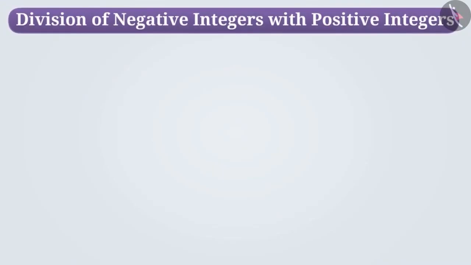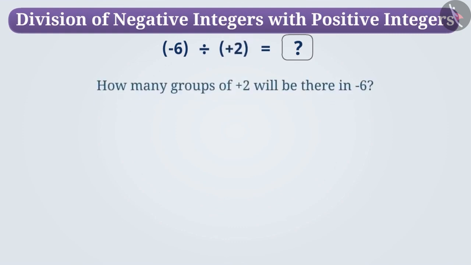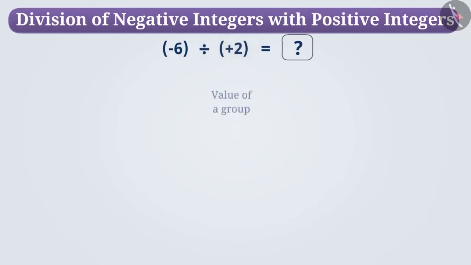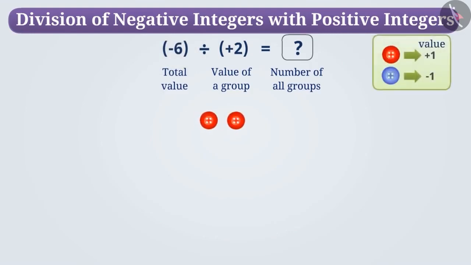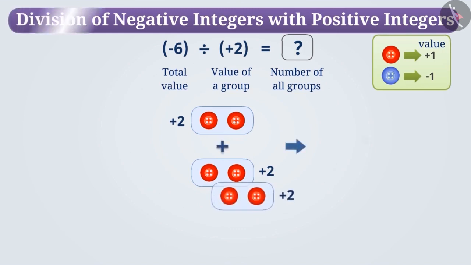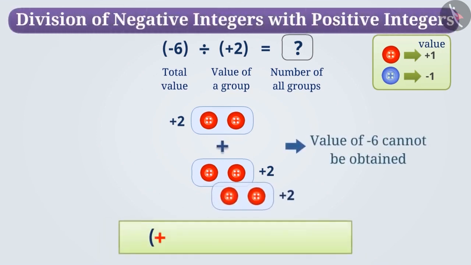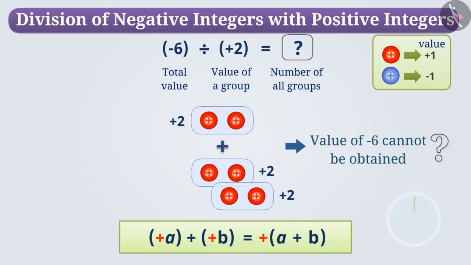Now let us understand the division of a negative integer by a positive integer. Suppose we have to find the quotient of -6 divided by +2. This is an interesting situation. Here we have to find how many groups of +2 will be there in -6. Or, if there is a group of +2, then how many such groups will have a value of -6? If we take 2 red buttons, their value will be +2. If we add any number of groups with +2 value, then we will never get the value of -6 because adding a positive integer to a positive integer always gives a positive integer. So what shall we do now? Think well.